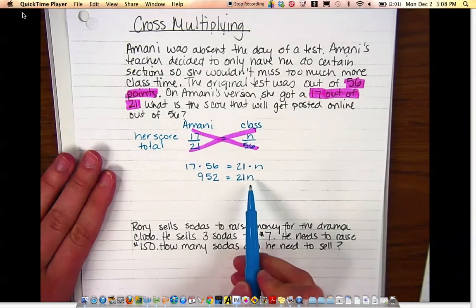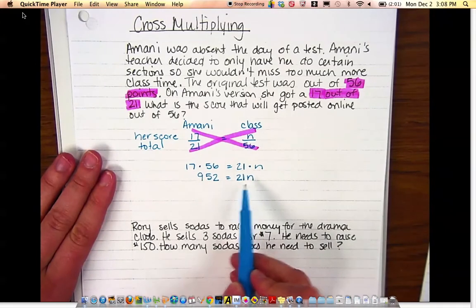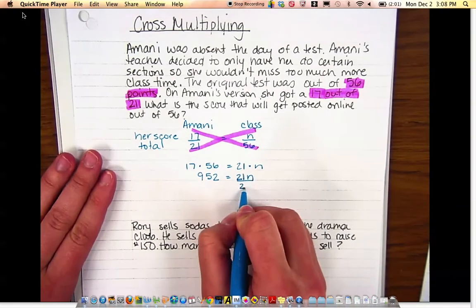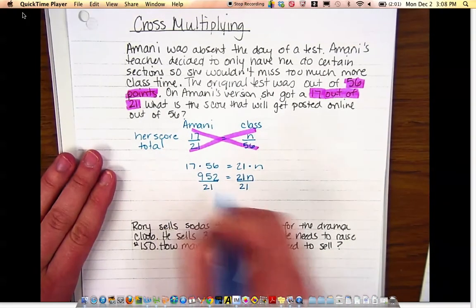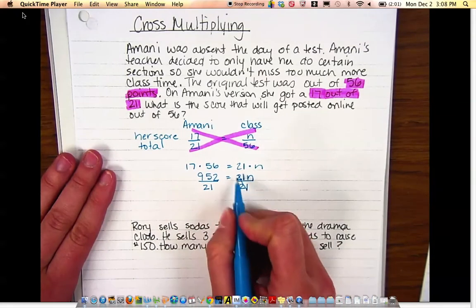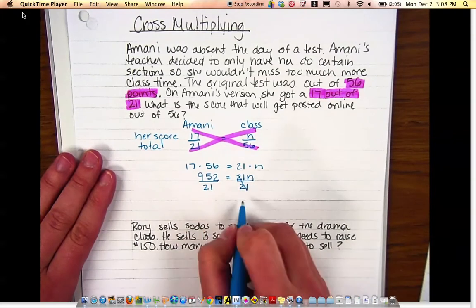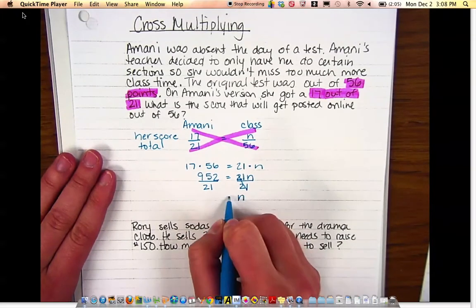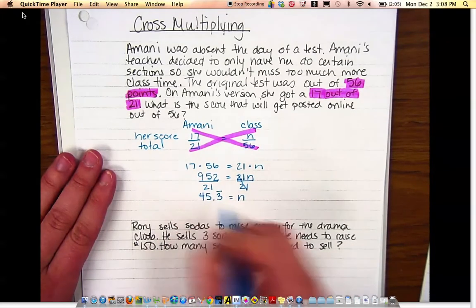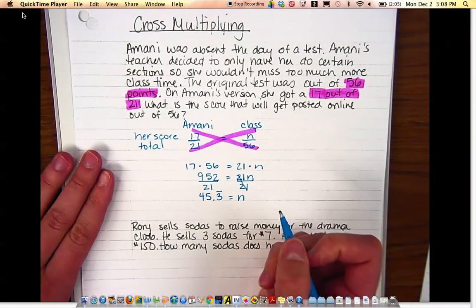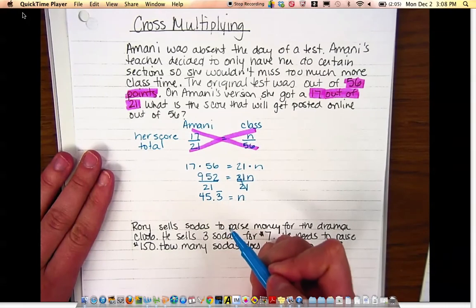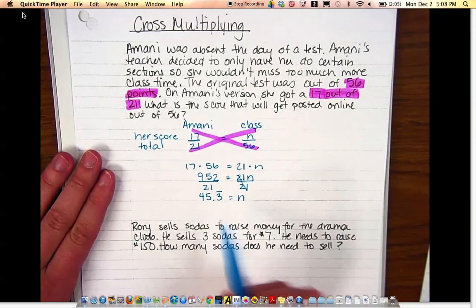Now my goal is to get my variable by itself. This is a one-step equation, which you should be familiar with. To solve this, I'm going to divide by 21. 21 divided by 21 is 1, so that's why I crossed this out. 952 divided by 21 gets me 45.3 repeating, or 45 and 1/3. Well, the computer is not going to let me put in a repeating decimal, so I'm going to round.